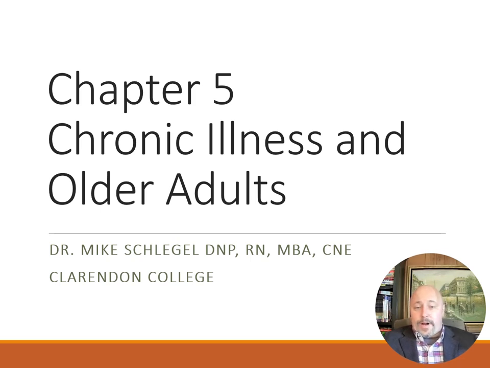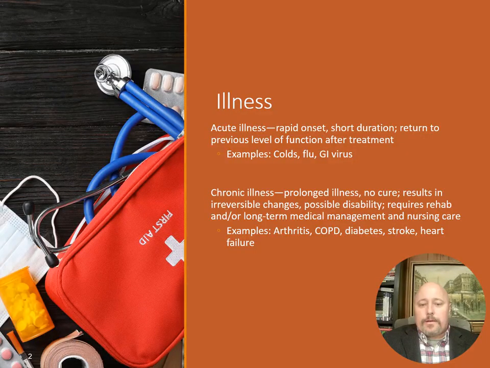Let's talk Chapter 5, Chronic Illnesses and Older Adults. What is the difference between an acute illness and a chronic illness? An acute illness has that rapid onset, with often a short duration, and a return to the previous level of function after treatment, such as colds, flus, GIs, and minor viruses.